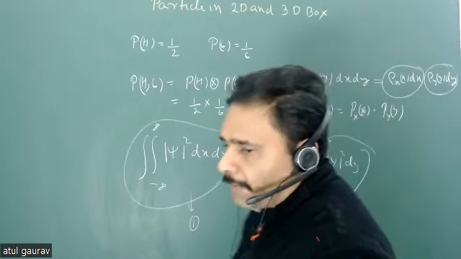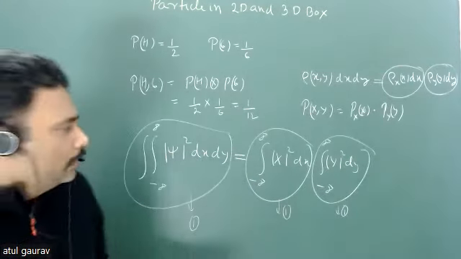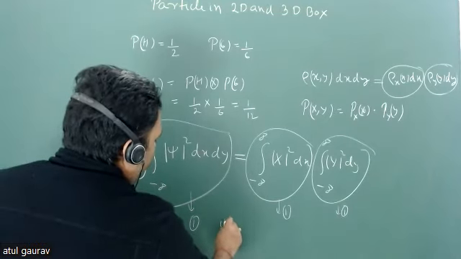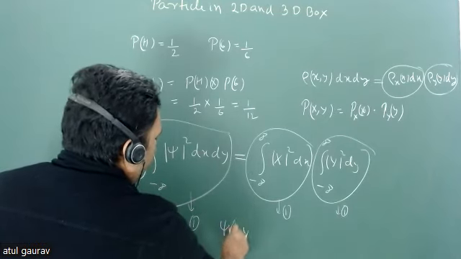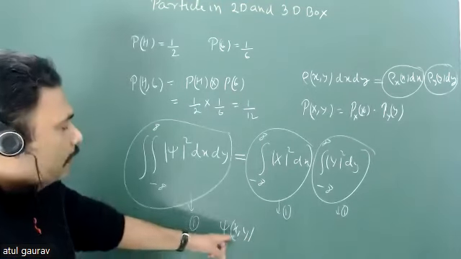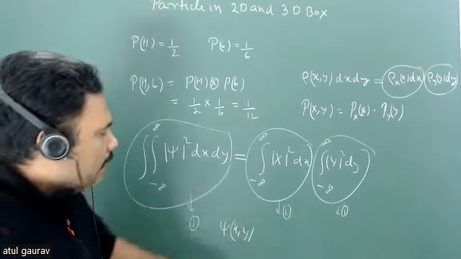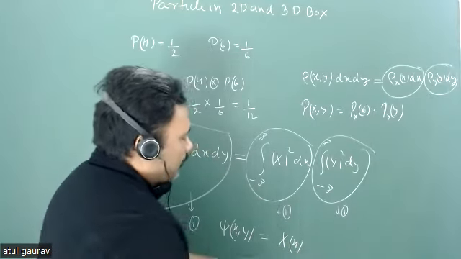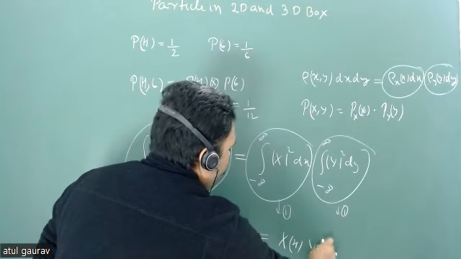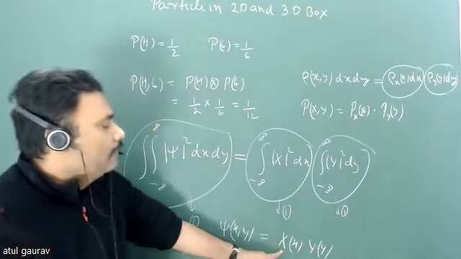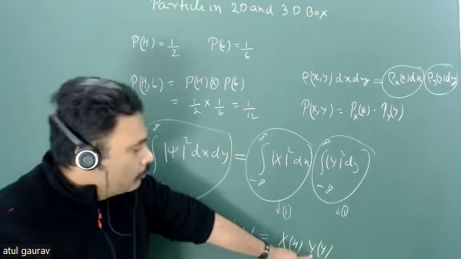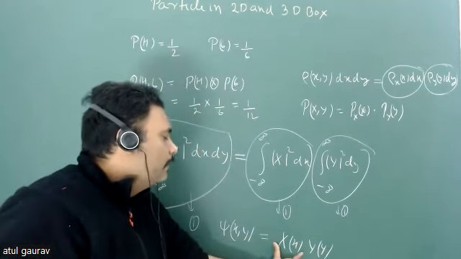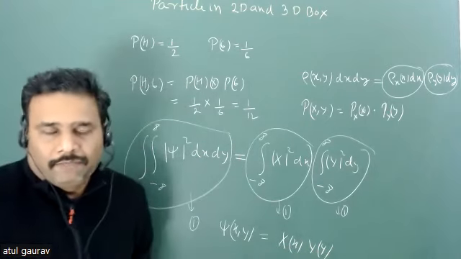So this is all about the wave function. If you can write the probability density like this, then you can write your wave function psi of x, y, which is related to two independent events x and y, as the direct product of X and Y. X is the wave function associated with x, Y is the wave function associated with y, and the total wave function is nothing but the x wave function into the y wave function.